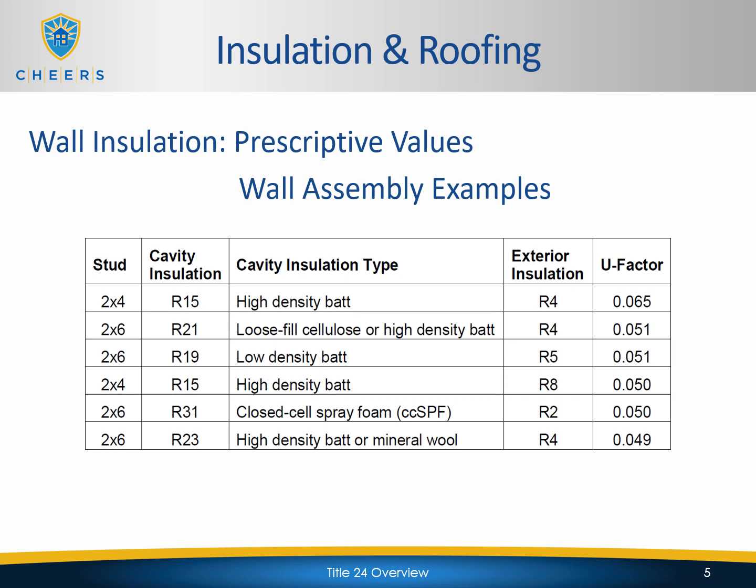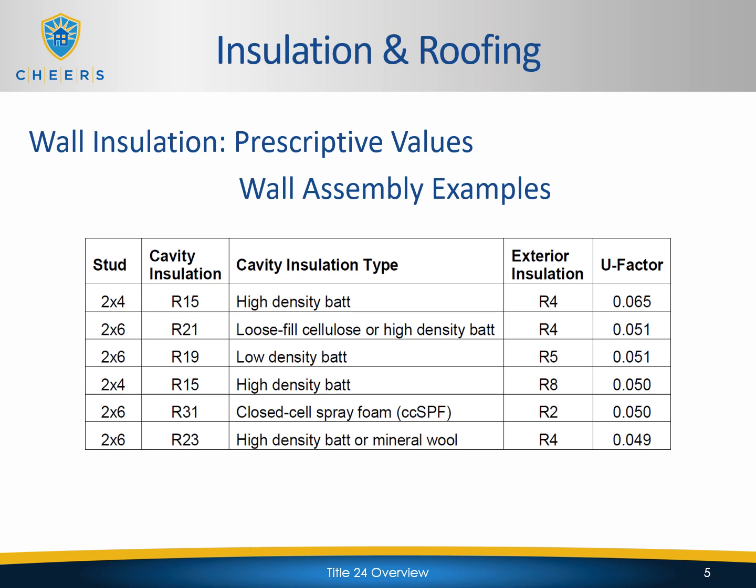Now if you want to stay with a 2x4 wall construction, you'll still go with that R15 high density bat on the wall, but now you're going to have to go with an R8, which is significantly thicker than the R4, on the outside. That's going to get you to a 0.050. If you're going to go with a spray foam option, you can go with a 2x6 wall with an R31, which you can achieve with closed cell spray foam. Now you only have to do an R2 on the outside.